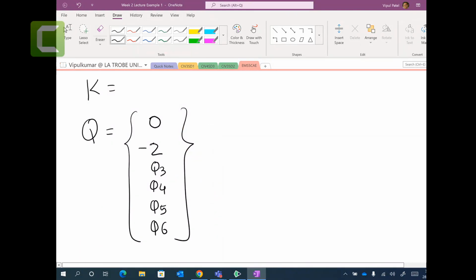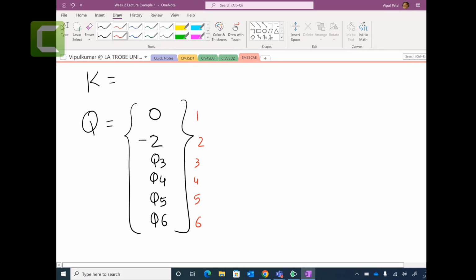Let me write these numbers in the line 1, 2, 3, 4, 5, and 6. Right. I hope you understand how to get the Q vector. Unmute yourself if you face any difficulties in getting the Q matrix.